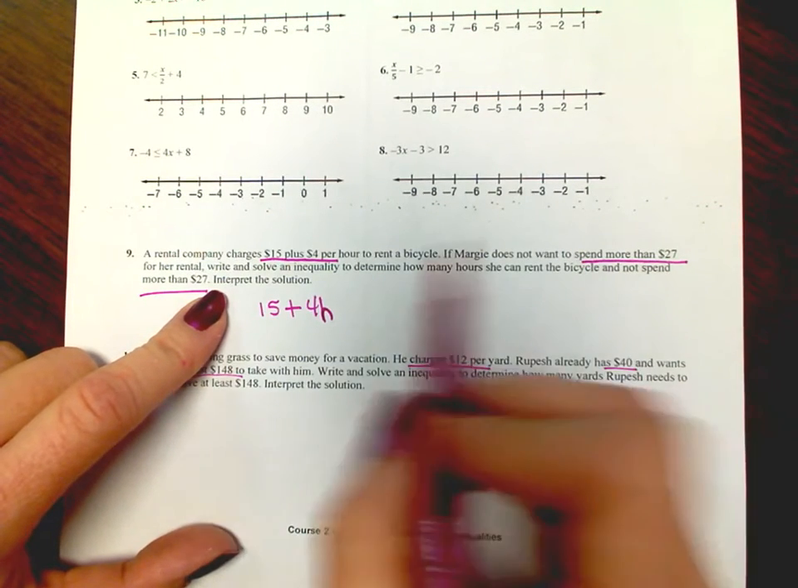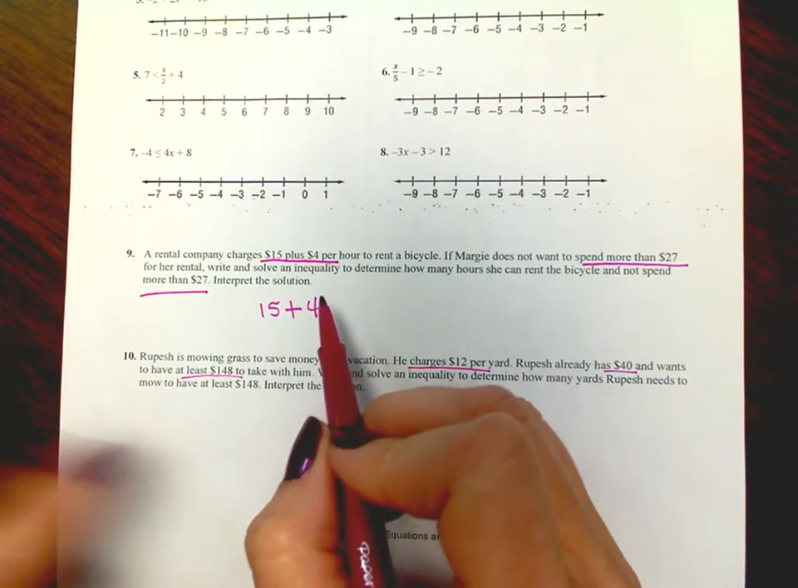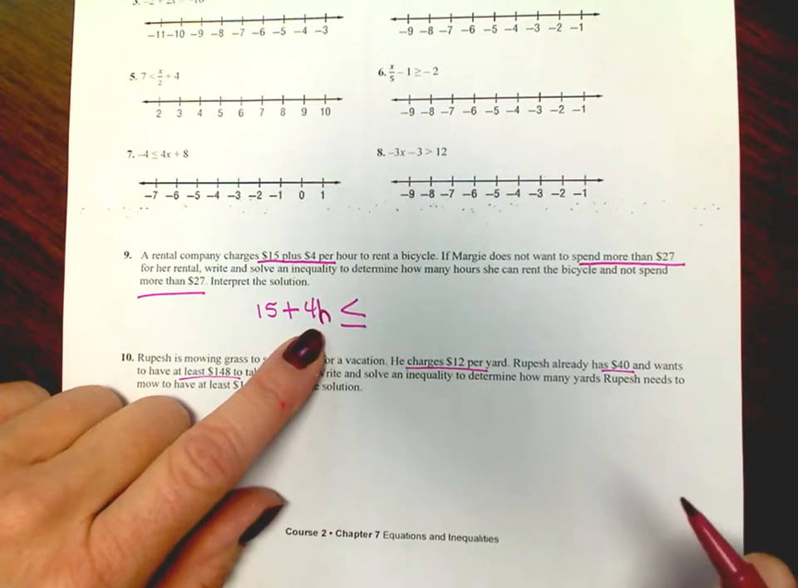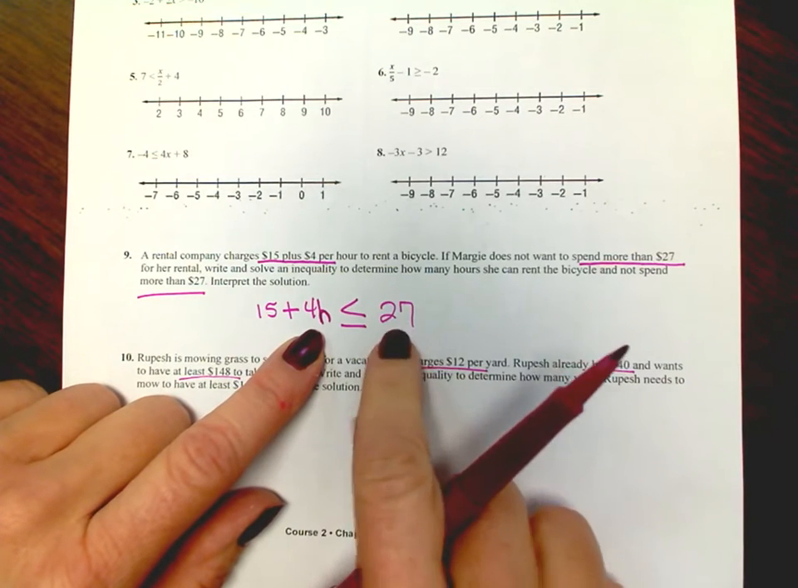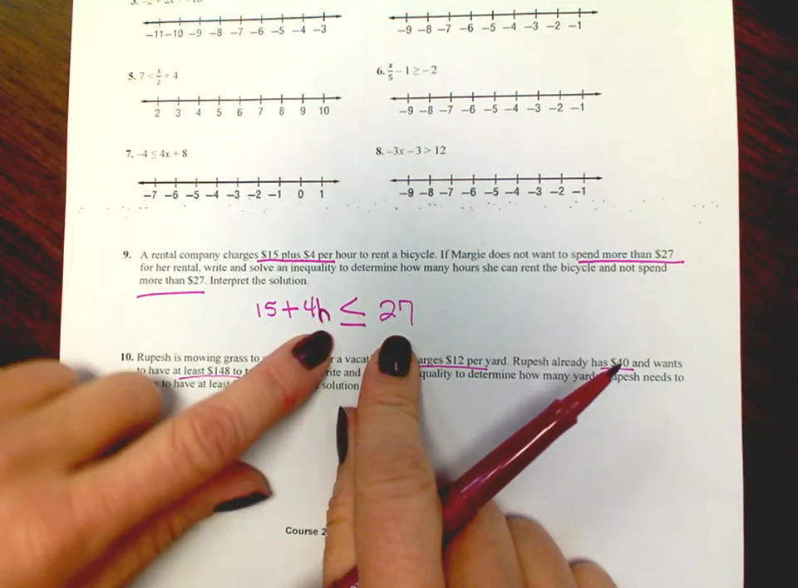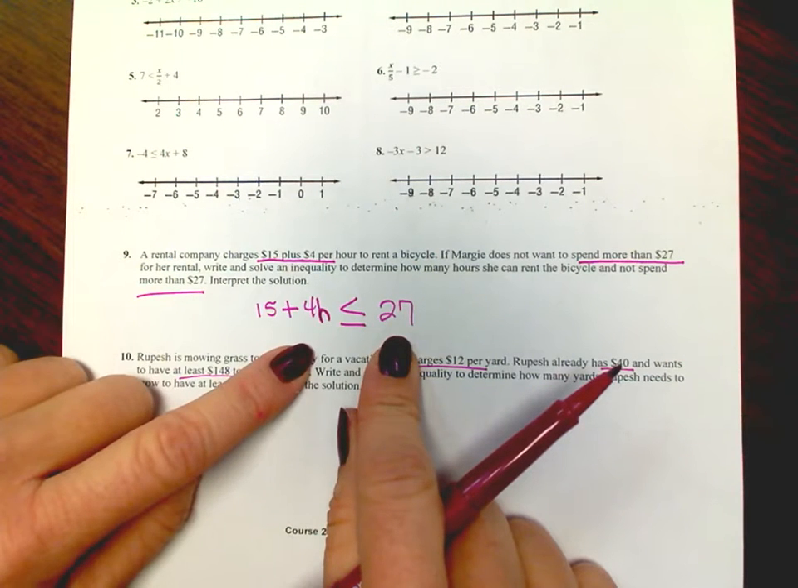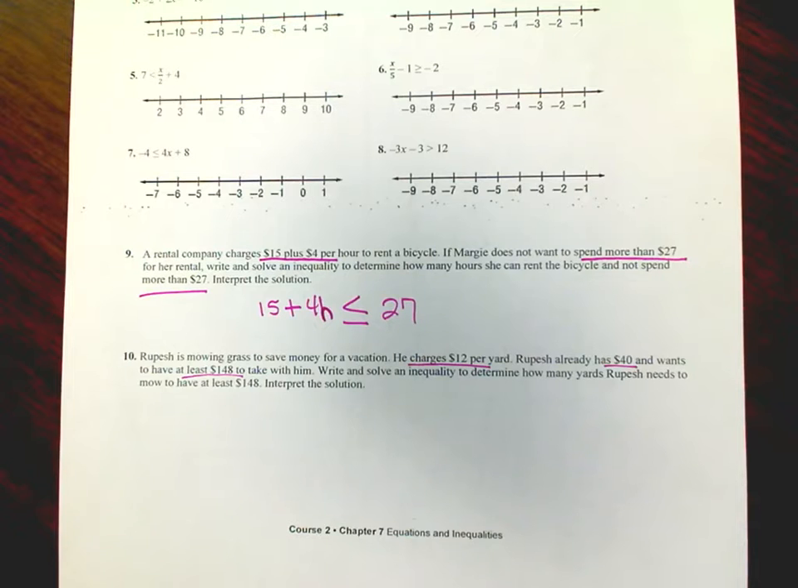So we don't want to spend more than $27. So this is what we're going to spend. It needs to be less than or equal to $27. I do not want to spend more than $27, so this side has to be less than or equal to. Okay, so get your 15. You want to move it to the other side, so it's positive. You want to subtract 15 from 27. You're left with 4h is less than or equal to whatever your total is. And then you want to get h off of 4, so you would need to divide by 4 on both sides.